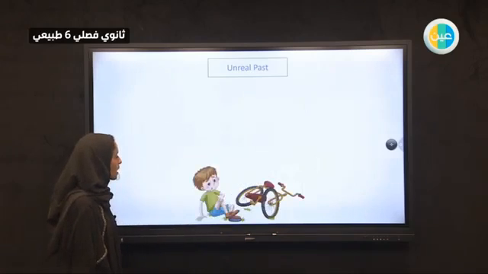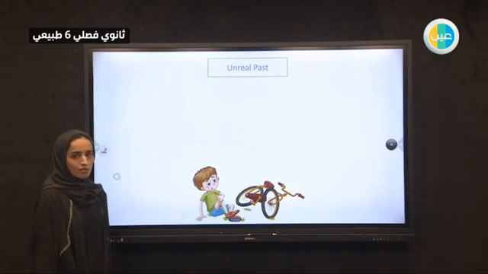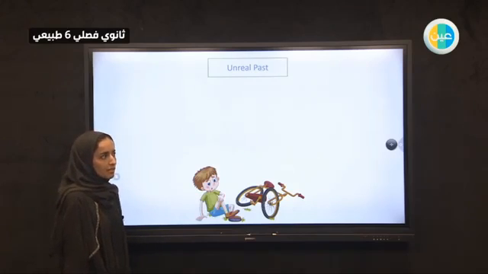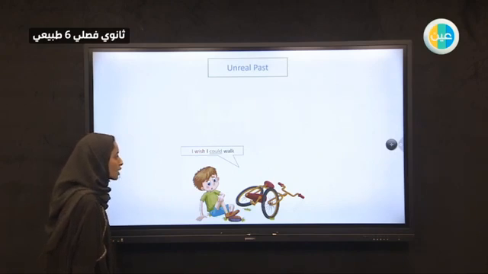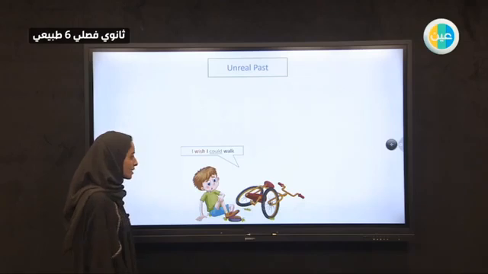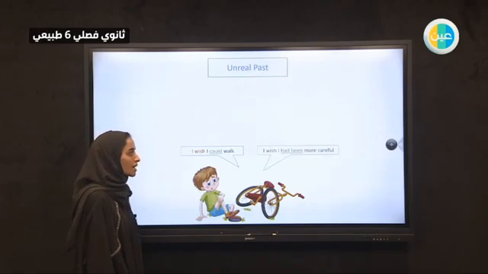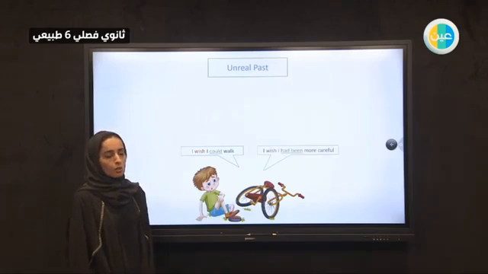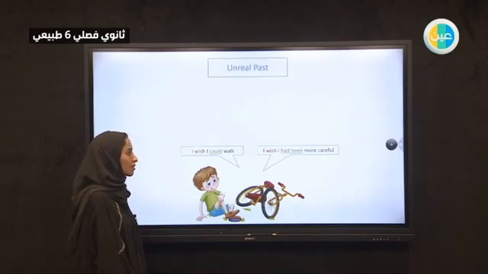One more. This boy, he fell off the bike and he hurt himself. He would say, I wish I could walk. Can he walk? No, he can't walk now. And he would say, I wish I had been more careful. Was he careful? He wasn't careful, so he fell down.